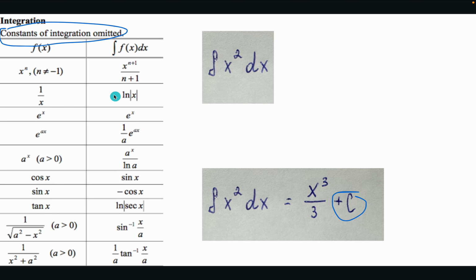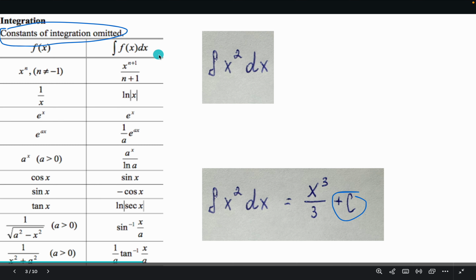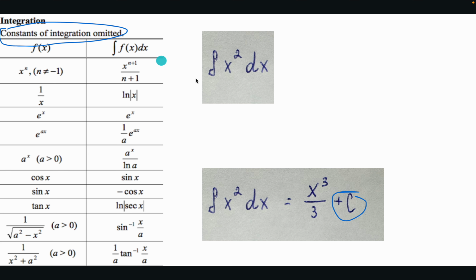But this table doesn't put the constants. Actually, it has to be like ln x plus c. So for each of these, it has to be plus c. So plus some constant. And you just have to put the constant here, any constant.